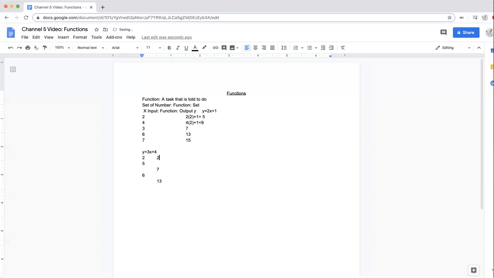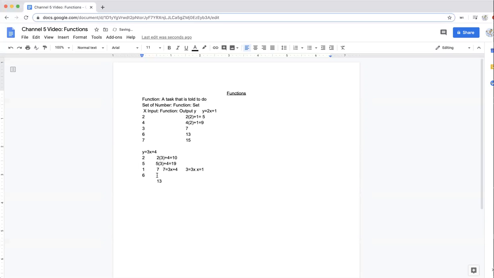So y equals 3x plus 4. 2 times 3 is 6, plus 4 equals 10. 5 times 3 is 15, plus 4 is 19. Now in this case, you have to go backwards. As we know, 7 is the y value. So how can you write this? Well, you can substitute the y value as 7 and write it as 7 equals 3x plus 4. If you subtract 4 from both sides, you get 3 equals 3x, which means x equals 1. So I'm going to write that back here, 1.